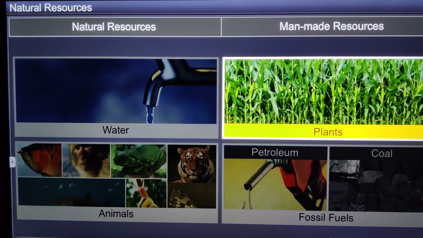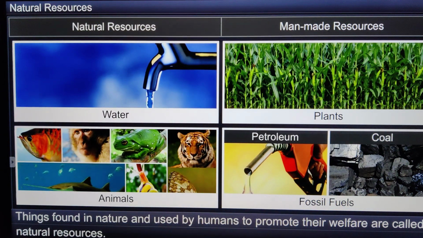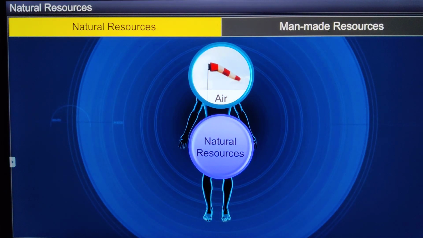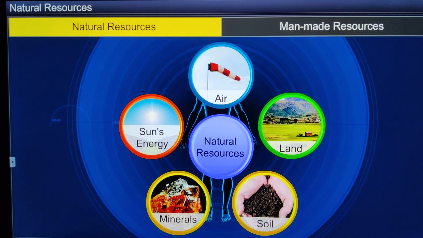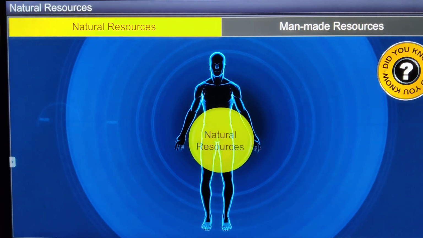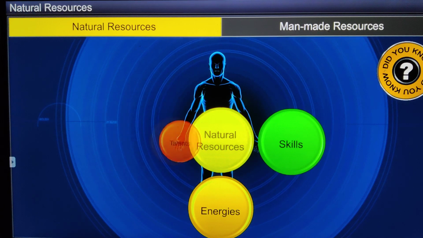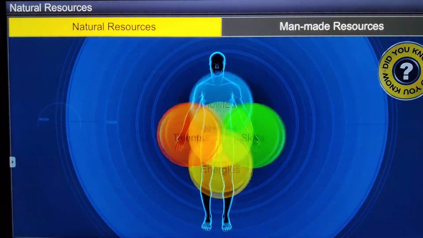Water, plants, animals, fossil fuels such as petroleum, coal, and all such things found in nature and used by humans to promote their welfare are called natural resources. They also include air, land, soil, minerals, sun energy, as well as human beings themselves. Did you know the reason why human beings are considered as a natural resource? It is because their skills, energies, talents, and knowledge can be utilized to develop other natural resources.